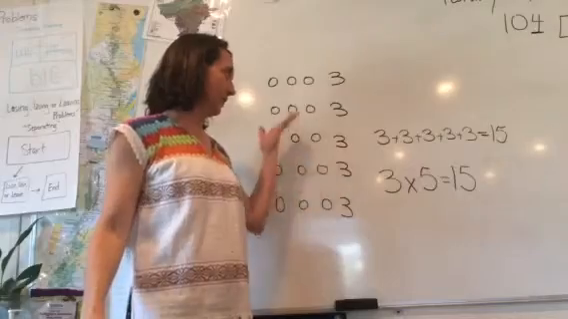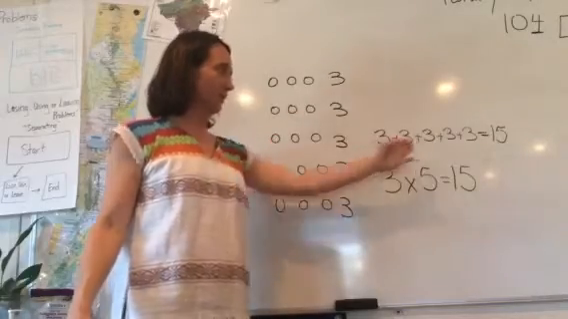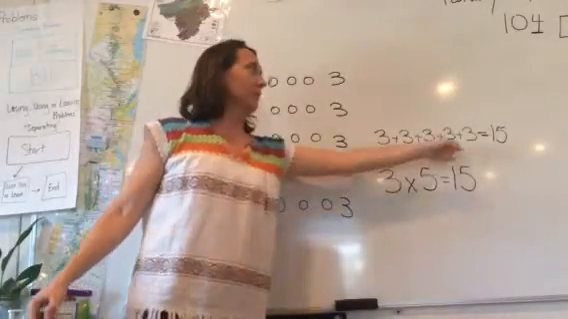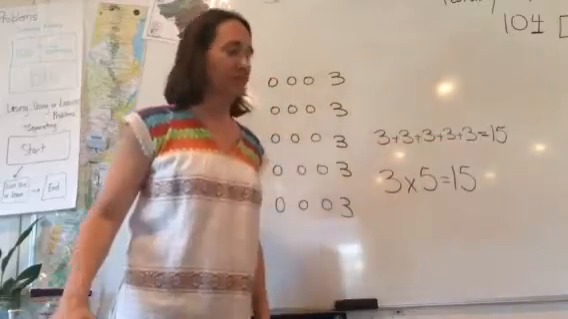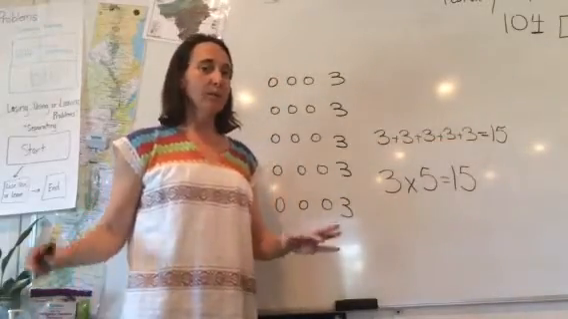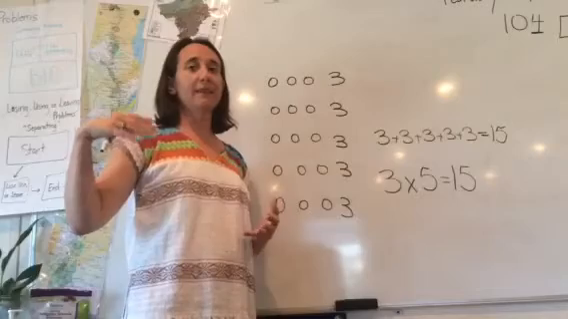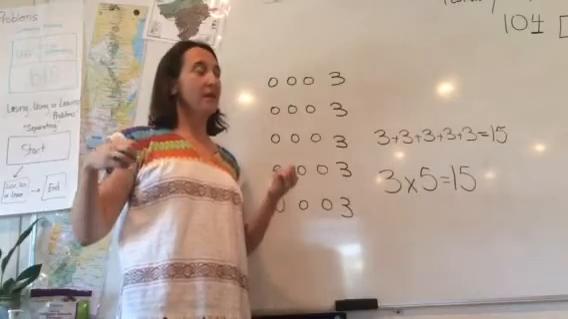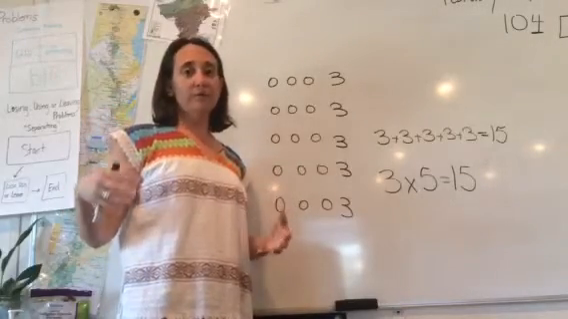So those are just how we can relate arrays to repeated addition, and how we can relate repeated addition to multiplication. In 2nd grade, we want to build up to at least a rectangular array that has 5 objects in it with 5 rows.